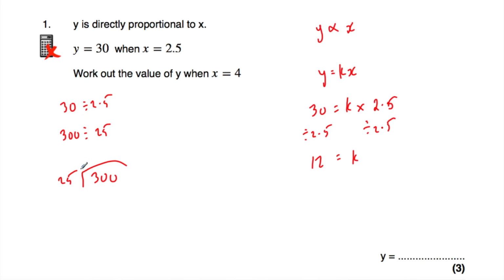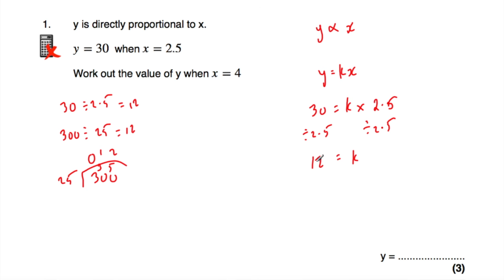So here, how many 25s go into 3? 0 remainder 3. How many 25s go into 30? That's 1 remainder 5. And how many 25s go into 50? That's 2. So as you can see, the answer is 12. And that's why 30 divided by 2.5 is 12. And that's why we had here k is equal to 12.